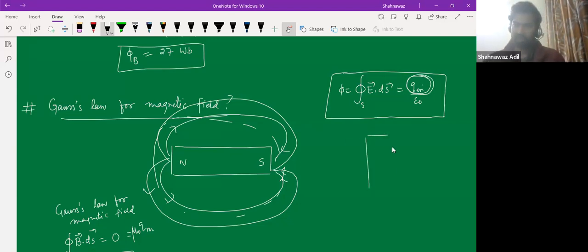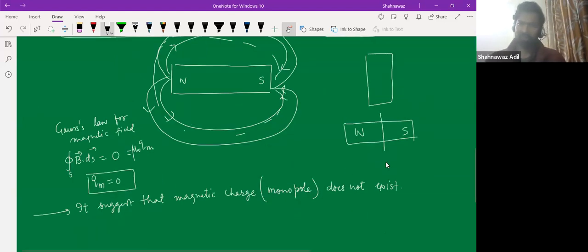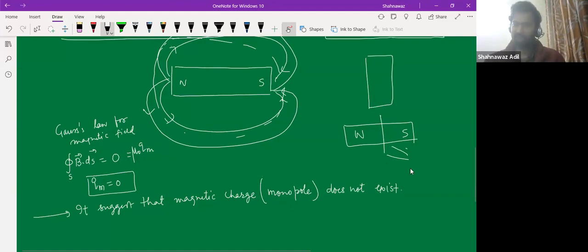Just cut it in half. Okay, so if you have this magnetic bar and you cut it in half, you'll get only the north part? No, so again this part will have south and this part will have north. So again you will get north and south, and again north. So you cannot construct a magnet which has only one polarity. So this Gauss law says that magnetic monopole does not exist.